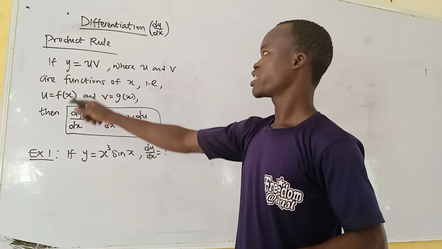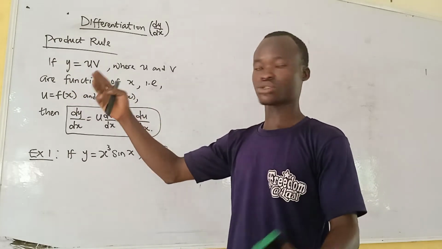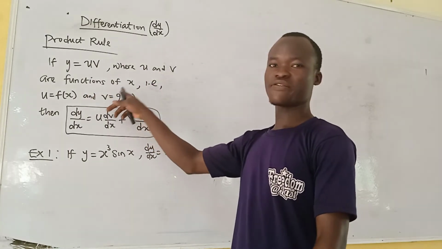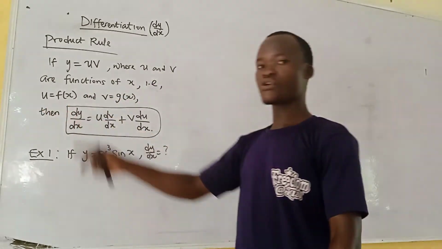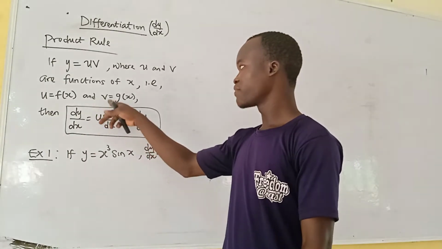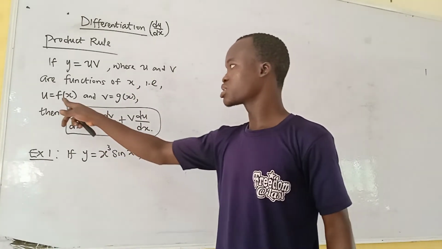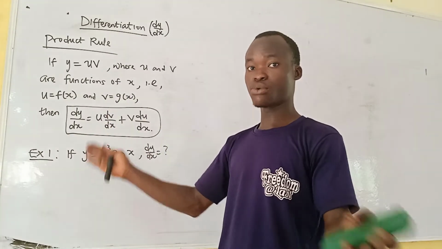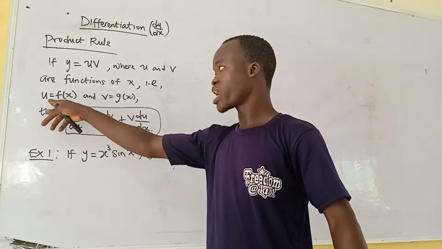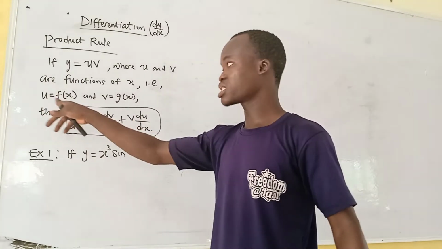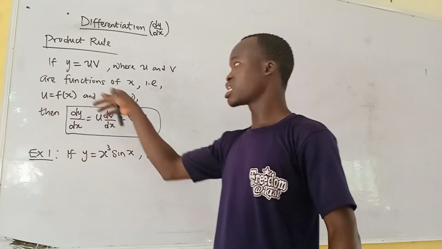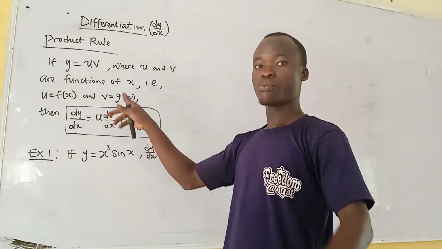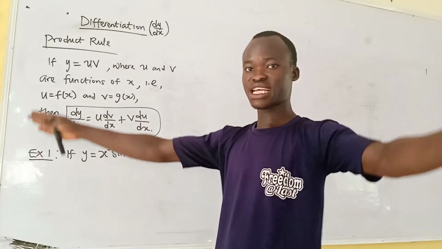Product rule states that if y is a product of two functions which you call u, v, where u and v are functions of x, that is, u is a function of x and v is another function of x. The reason why we use f of x and g of x here is because they are different. They are both what? Function of x. But if u is one function of x, it doesn't mean that the function of u is the same thing as the function of v. That's why we use f and g. But f and g are both functions of x.